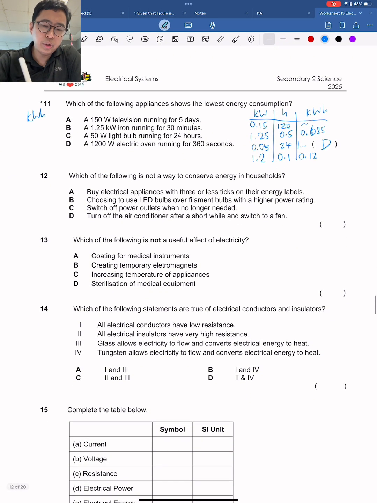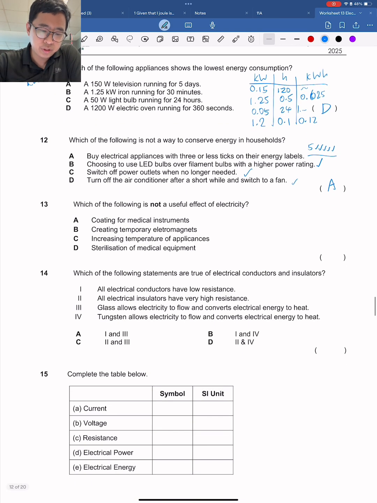Which of the following is not a way to conserve energy in the household? Choosing to buy LED lamps: LEDs are more efficient. Switching off power outlets when no longer needed is a way to conserve electricity. Turning off the air conditioner and switching to a fan, yes. The answer is A. You have up to 5 ticks. So this is very good, and buying 3 could be better.